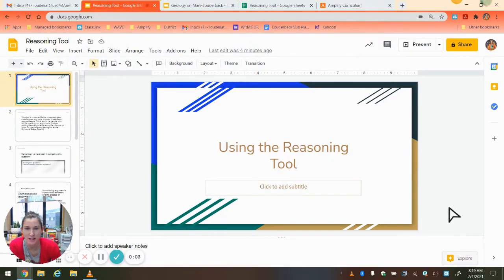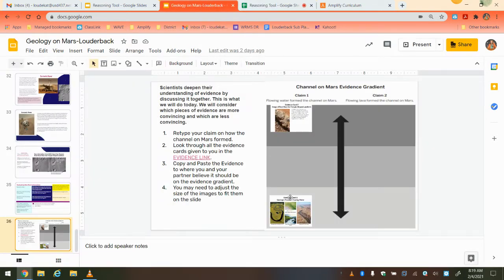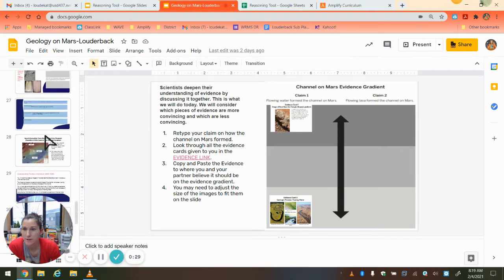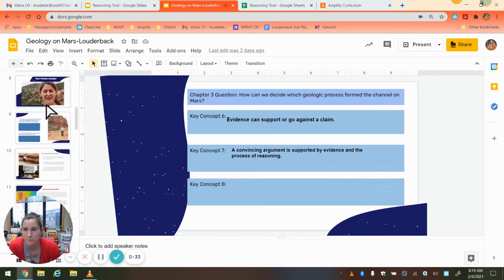Today we're going to be using a reasoning tool to work out our thought process in explaining what created the channel on Mars. In Google Classroom, you'll have this spreadsheet open for you to start formulating your sentences and explaining what caused the channel on Mars. Then open up your notebook, because you're going to need the evidence gradient as well as the key concepts to help you in your writing.